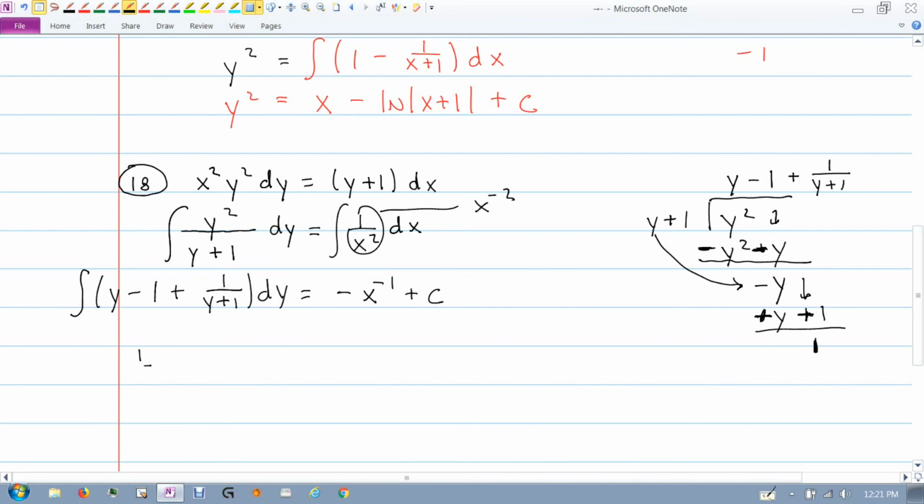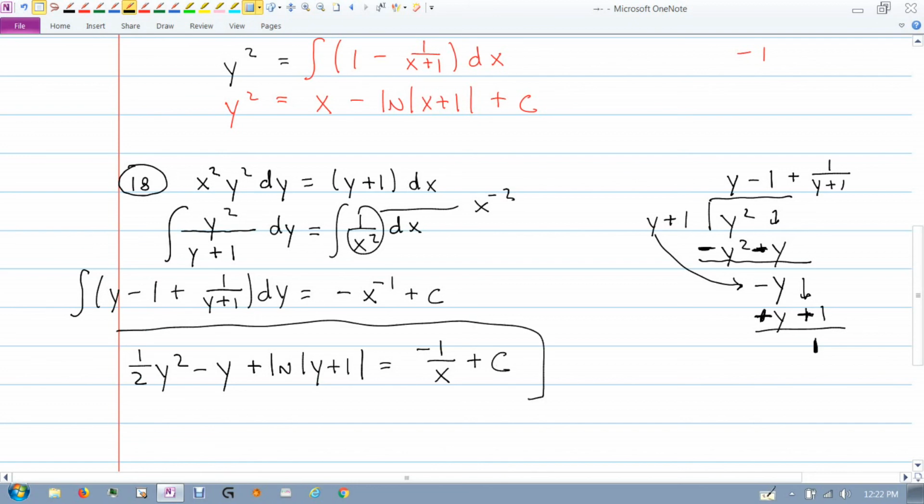So we'll have 1/2 y squared minus y plus natural log of y plus 1 equals, I'll put this as negative 1 over x plus c. So for 18, that is pretty nasty looking, but it is the relationship between x and y that we are looking for. All right, 19.